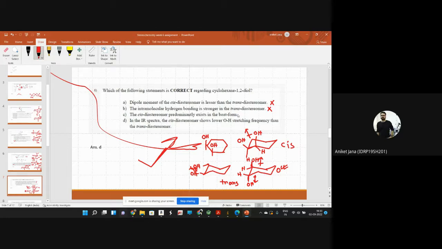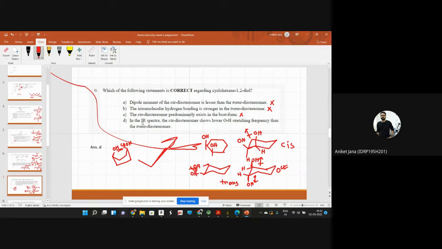And in case of option C, it says that the cis diastereomers predominantly exist in the boat form. This is also not true. A compound exists in the boat form when it is substituted at the 1,4 position. Suppose here is this OH and here some C double bond O group is there, then it forms some kind of lactone to stabilize the structure. But here it is 1,2 substituted, so there is no question of the boat form arising.